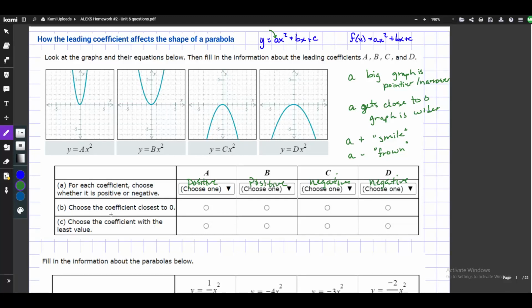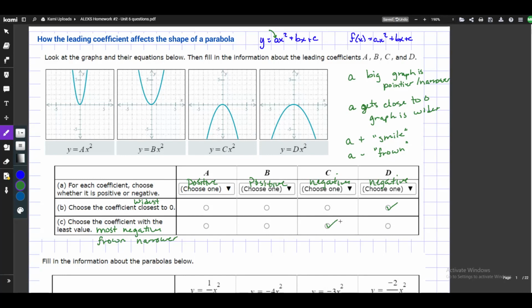All right, so choose the coefficient closest to 0. When I want the closest to 0, this means the widest graph. And if I'm looking at them, the widest one is going to be that D. So I would choose this one. The coefficient with the least value is going to be the most negative. Okay, least value is the most negative, so I'm looking for the frown that's narrow. So the narrower frown will be C.